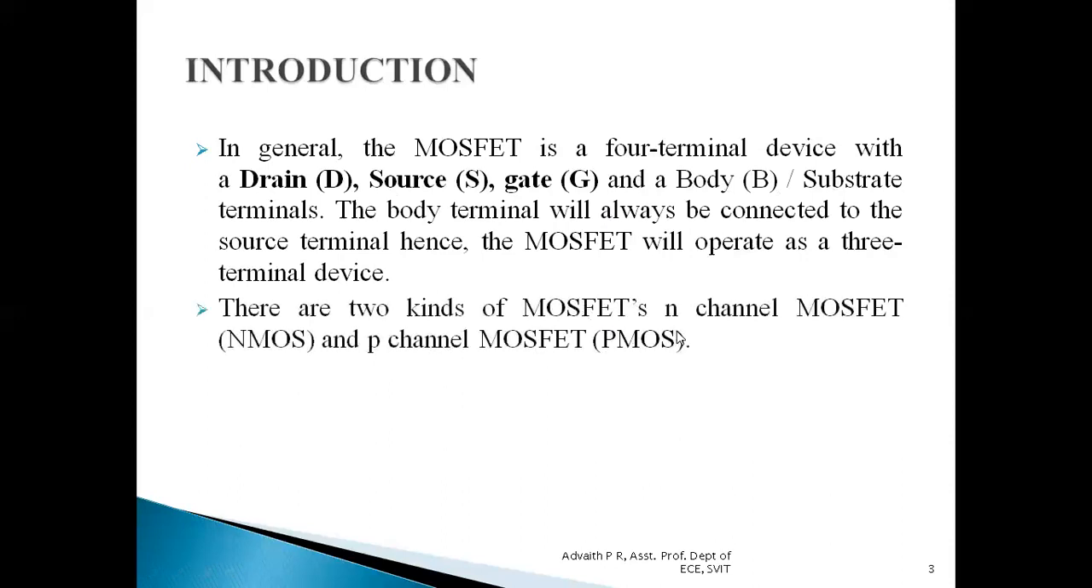There are 2 kinds of MOSFETs: enhancement mode MOSFET and depletion mode MOSFET. Under the enhancement mode MOSFET, again, there are 2 classifications: N-channel MOSFET, which is normally called NMOS, and P-channel MOSFET, which is normally called PMOS.